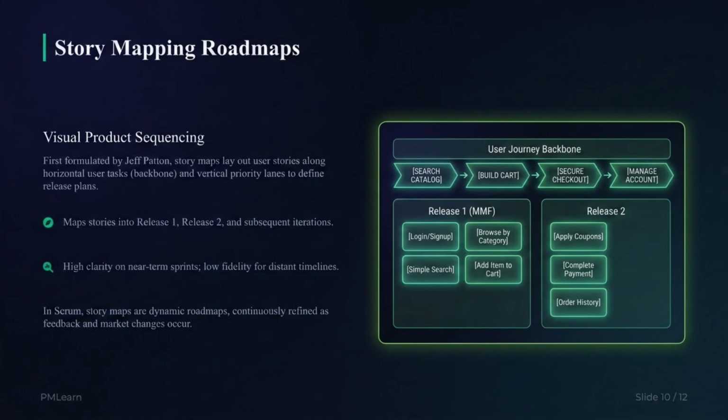In Scrum, we have a deep, high fidelity understanding of release 1 because it's happening in the near future. As we look further out toward release 3, the details are intentionally kept at a lower fidelity because we expect customer feedback to change our plans. It's a living, breathing roadmap.